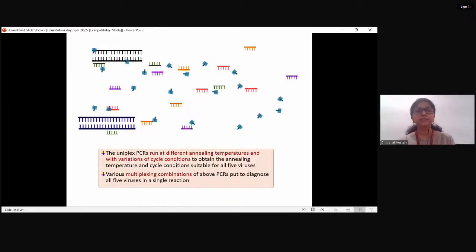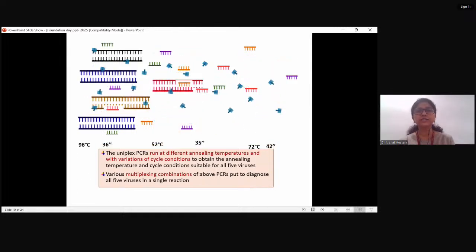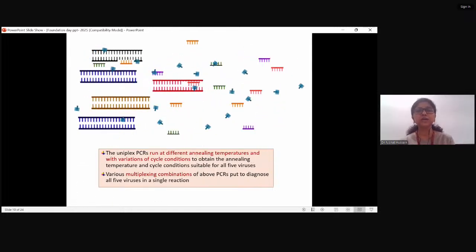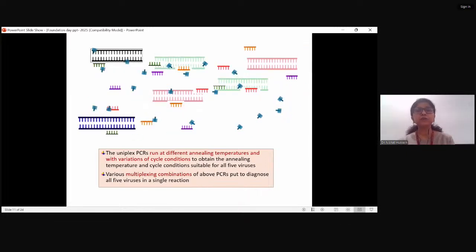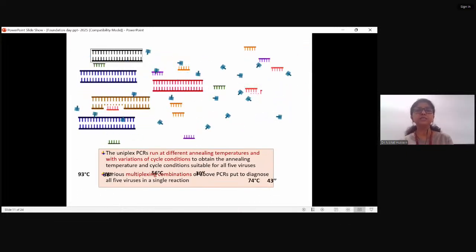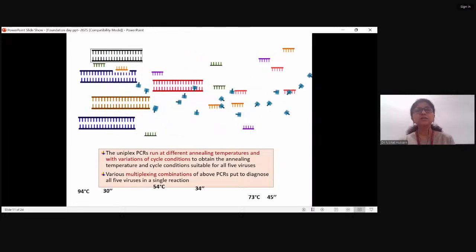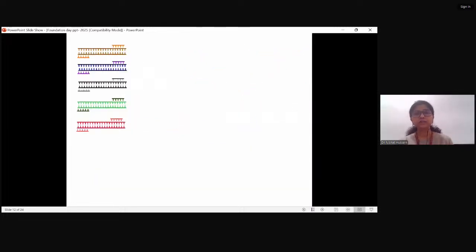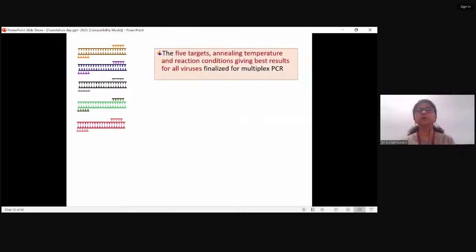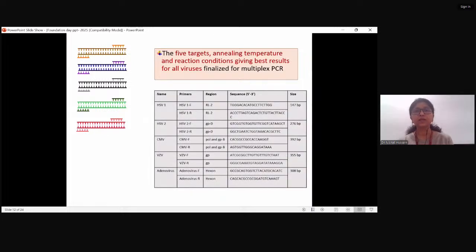Next, we moved on to multiplexing. So in multiplexing, the uniplex PCRs were run at different annealing temperatures and with variations of cycle conditions, as well as various multiplexing combinations of the PCRs were put. We wanted to get the best reaction conditions and the best targets for all the viruses of interest. And that we were able to obtain. We got 5 targets, annealing temperature, and reaction conditions, giving best results, and they were finalized for multiplex PCR.